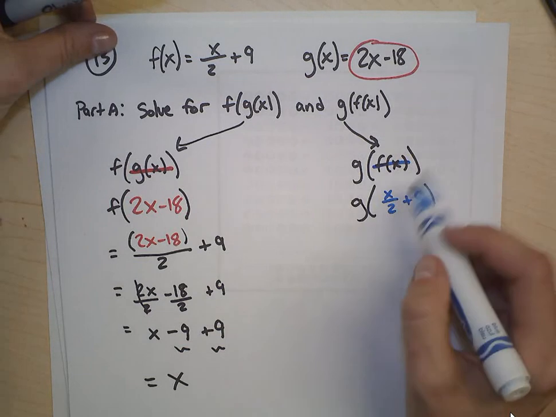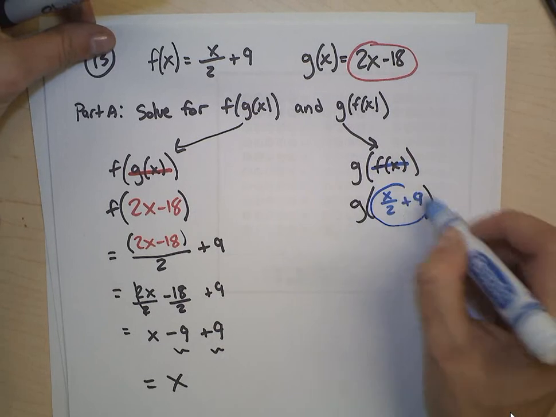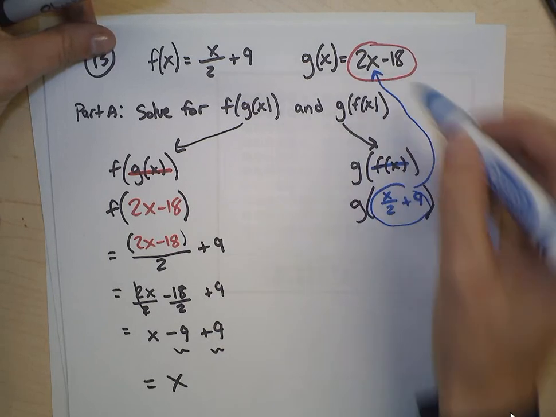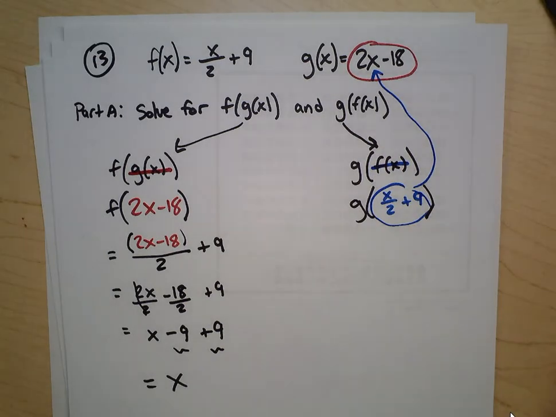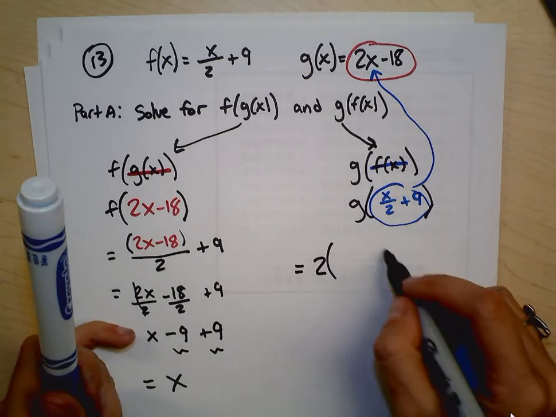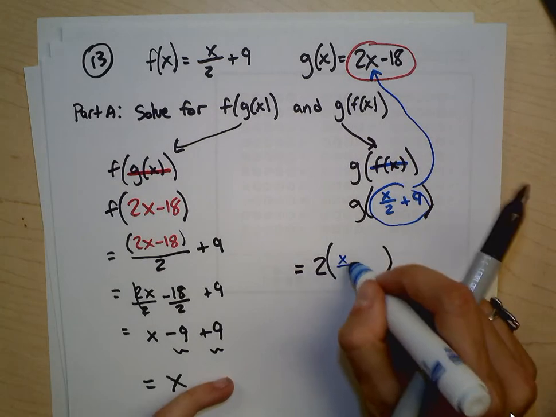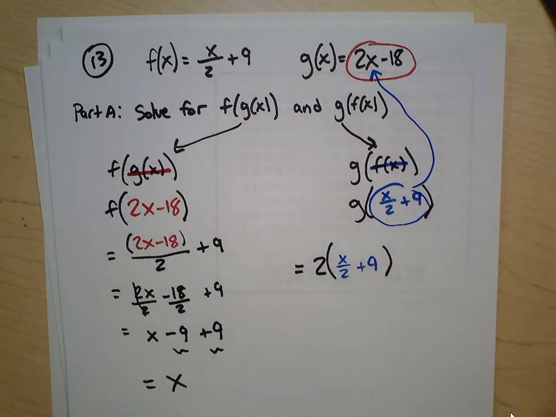Okay, so I'm plugging in this entire function for the x here. So this whole thing is going in the x for the g equation. So I have 2 times, instead of 2 times x, I'm going to have 2 times x over 2 plus 9, minus 18.